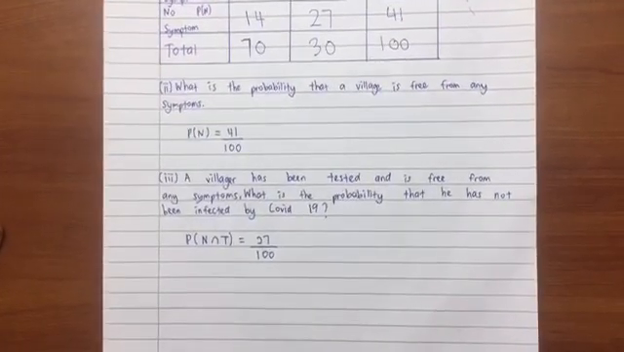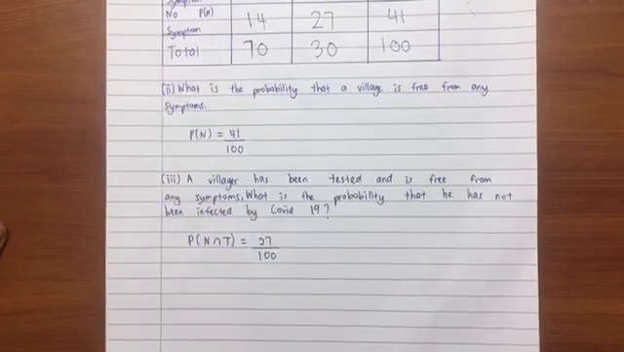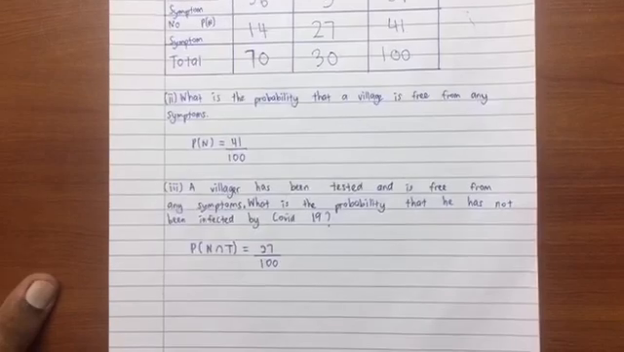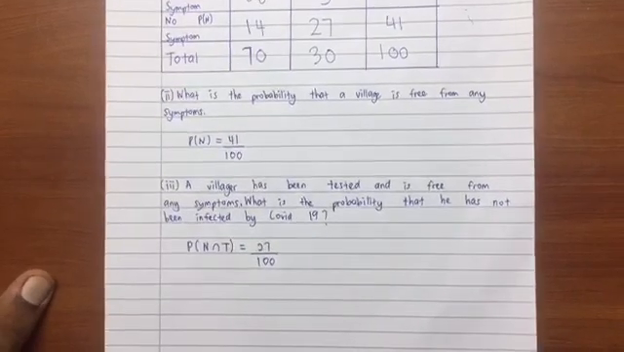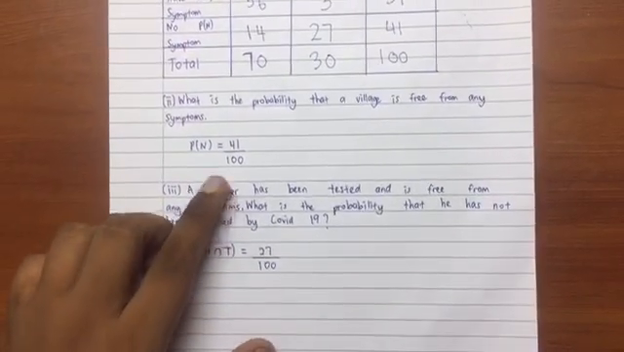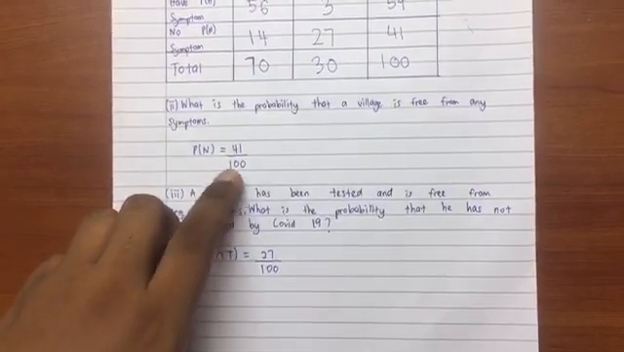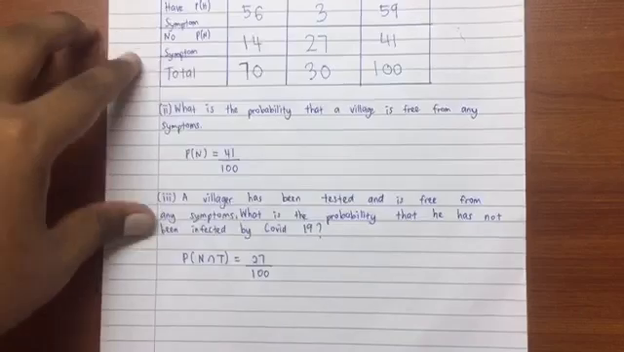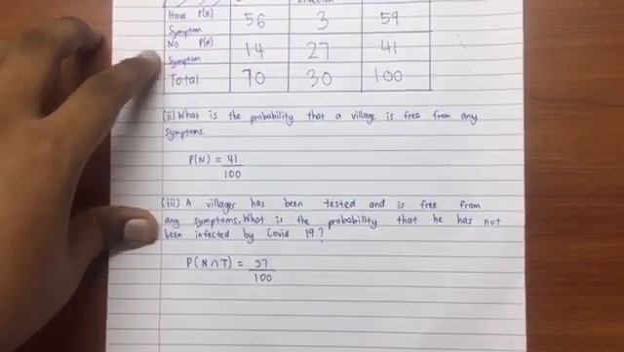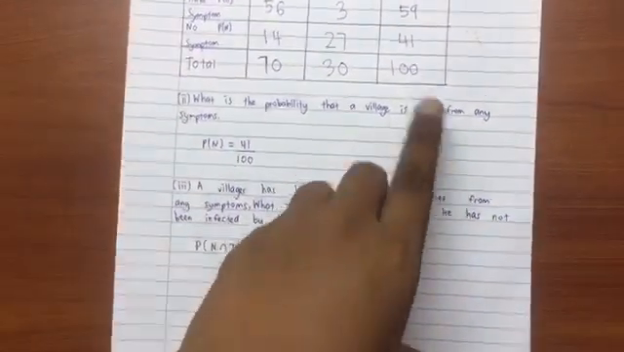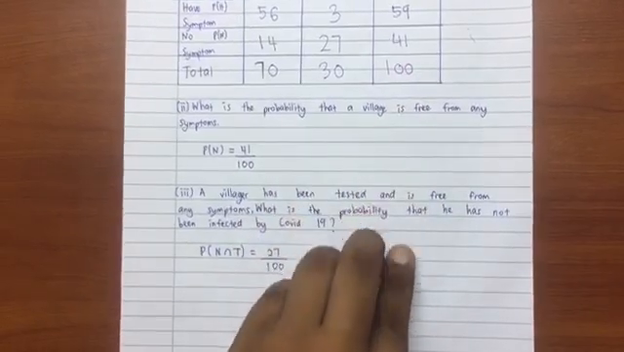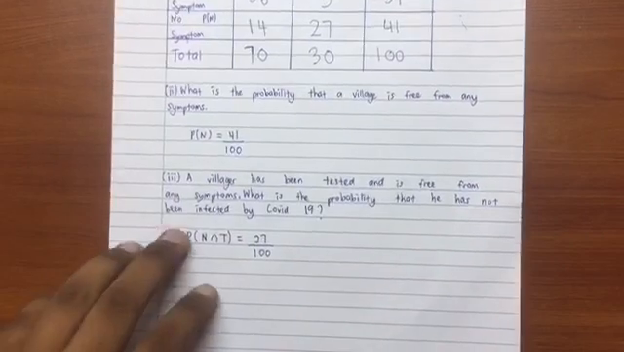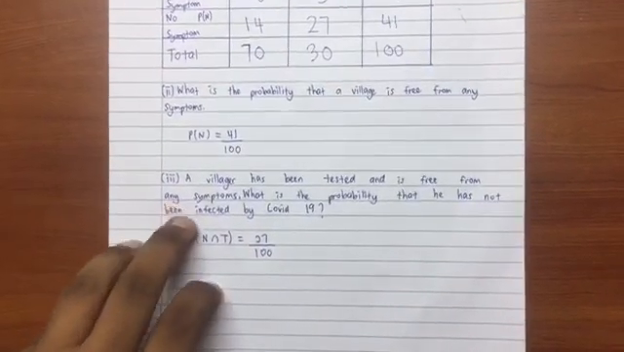The question is, what is the probability that a village is free from any symptom? So we get the answer is 41 over 100. We can get the answer from the table that we constructed. We can see that villagers that have no symptom is 41, and it's over 100 for the total of the villagers.